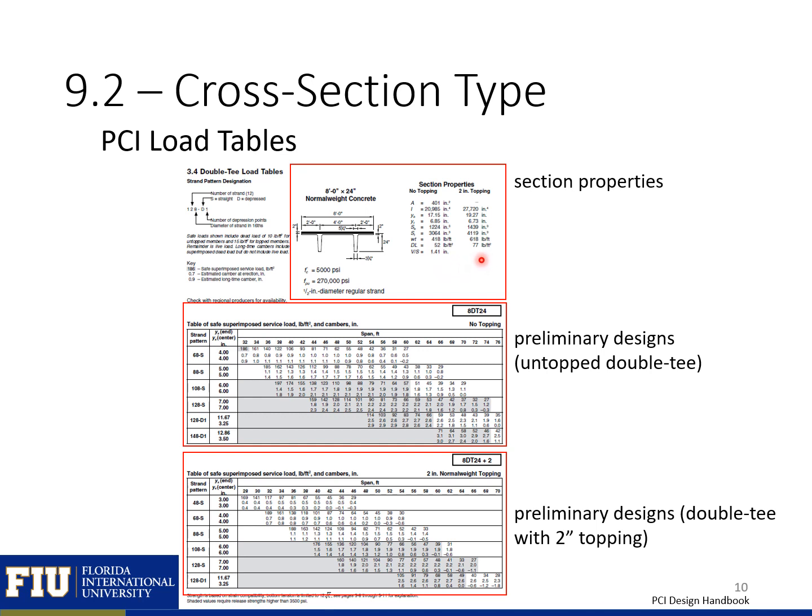So here with a 2-inch cast in place topping that's applied in the field. They also give you some safe superimposed service loads and approximate cambers based on your span length and based on the location of your strands and the properties of strands. So your number of strands, the diameter of the strands, and whether the strands are straight or draped or harped.